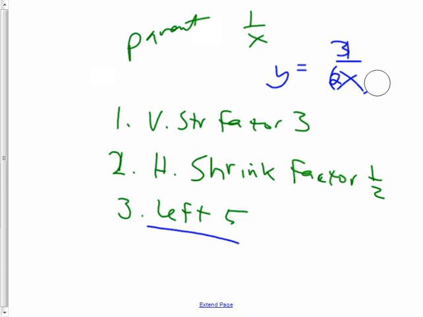And then left 5. Here's a really, really, really common mistake. Left 5. They go plus 5. There we go. I'm done. What did I do wrong? I've marked this wrong more than any other thing on this kind of problem. Nobody said it yet.